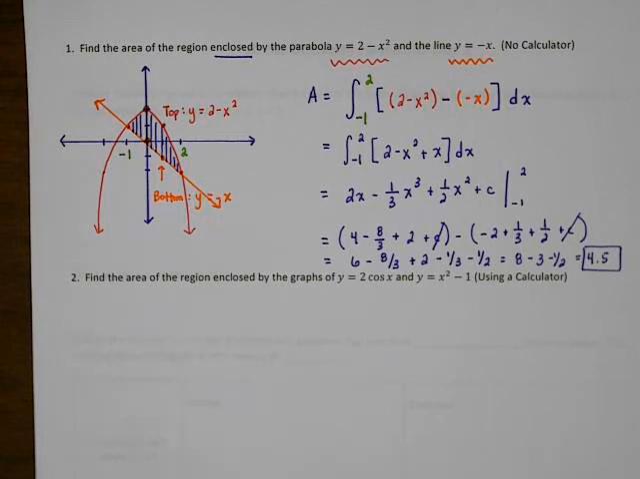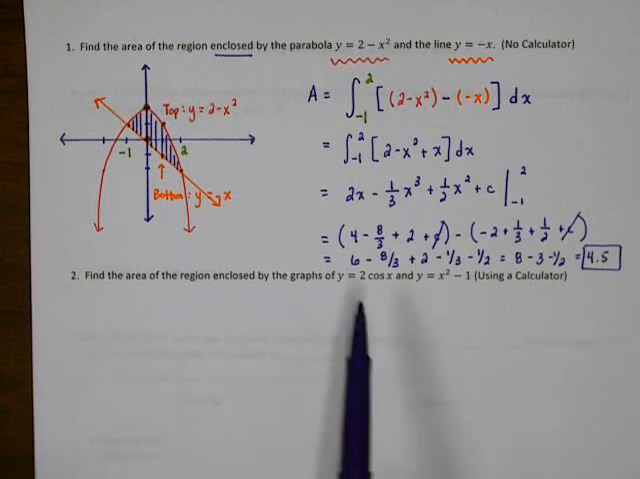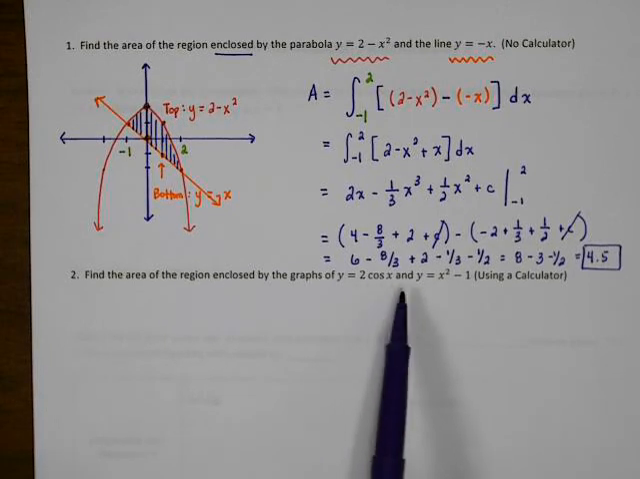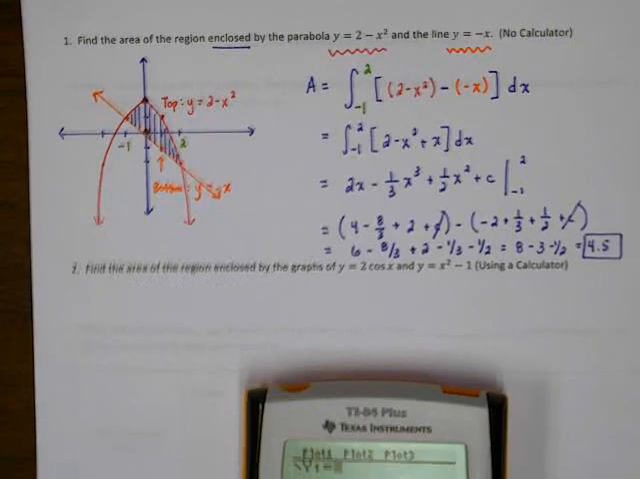For the next problem, what we're going to do is use our calculator, and it's going to make our lives a little bit easier. So if you don't have your calculator out, now's a good time to get it out. It says find the area of the region enclosed by the graphs of y equals 2 cosine x and y equals x squared minus 1.